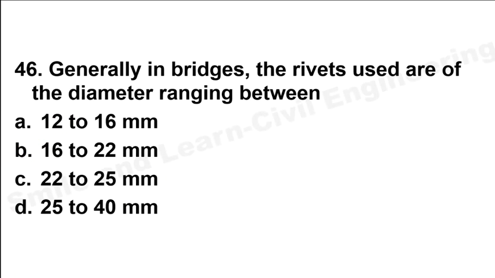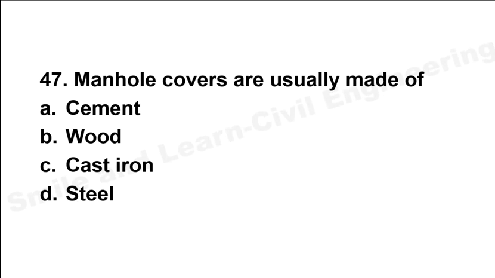Okay. Next question, generally in bridges the rivets used are of diameter ranging between, so in case of bridges, rivets used are of diameter 22 to 25 mm. Question number 47, manhole covers are usually made of cast iron. Option C is the correct answer.